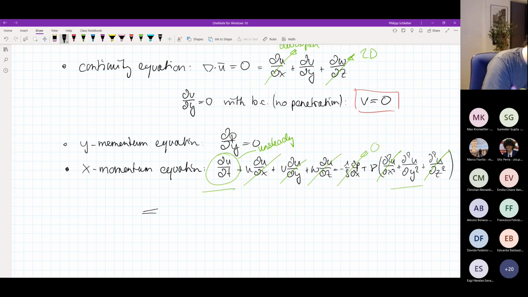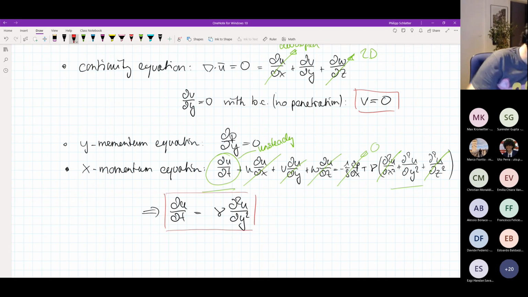So what remains is du/dt is the same as nu times d squared u/dy squared. This is what is left from the equations. And of course, if you look at this, you will probably recognize what type of equation that is. This is an unsteady diffusion equation.